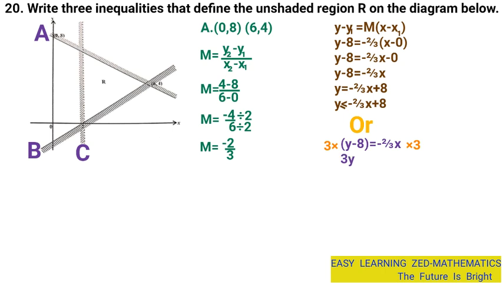3 multiplied by negative 8 will give me negative 24, which is equal to, now before I write that, I'm going to multiply 3 by negative 2 over 3. When I do that, this 3 will be cancelled out and that 3 will be cancelled out, leaving me with negative 2x, which is going to be equal to negative 2x. Now I can swap the position of 24 and 2x, so that 2x can be with the 3y.